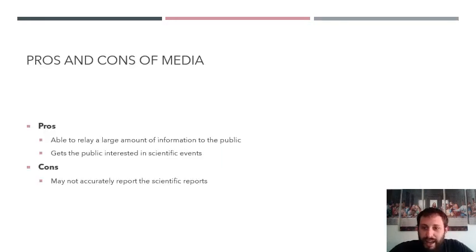Really, I'm just going to end off the slides here and say, the pros and cons of the media. So overall, they're able to get a large amount of information to the public. And additionally, they get the public interested in scientific events. However, the problem oftentimes with mass media is that they don't accurately report on scientific reports.